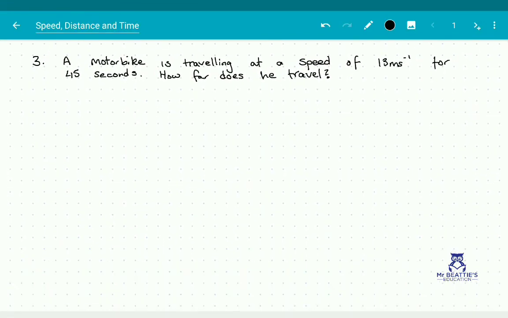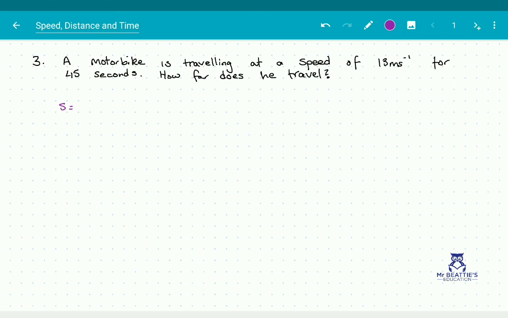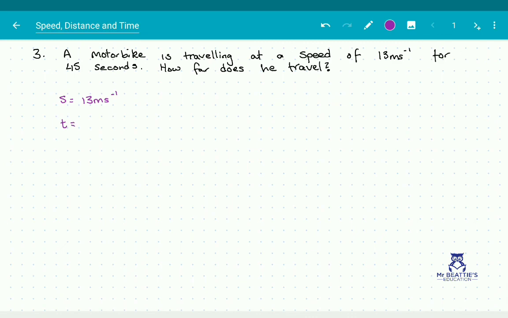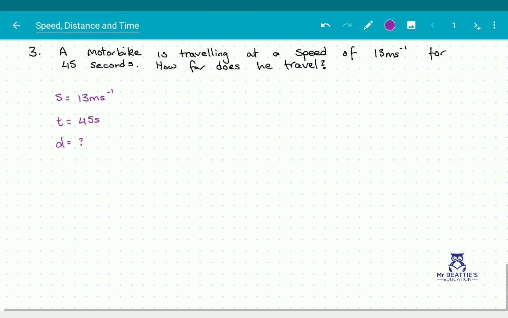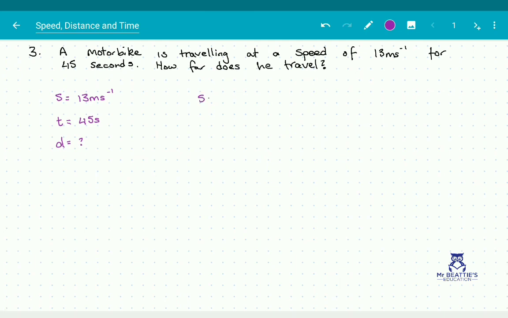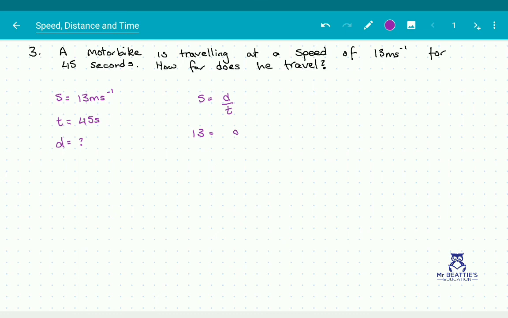So our final worked example, we're going to be looking at a motorbike which is travelling at a speed of 13 meters per second for 45 seconds. How far does he travel? So step 1, we are going to write down what we know. And so in this case, we know that the speed is 13 meters per second. The time is 45 seconds. Now to work out the distance. So writing down our equation is speed equals distance divided by time. We're going to put our numbers in, so we get 13 is equal to distance divided by 45.